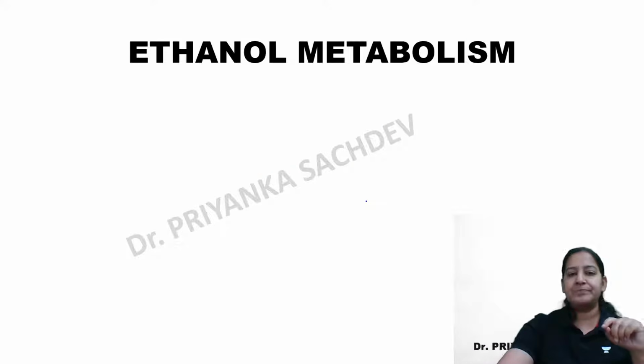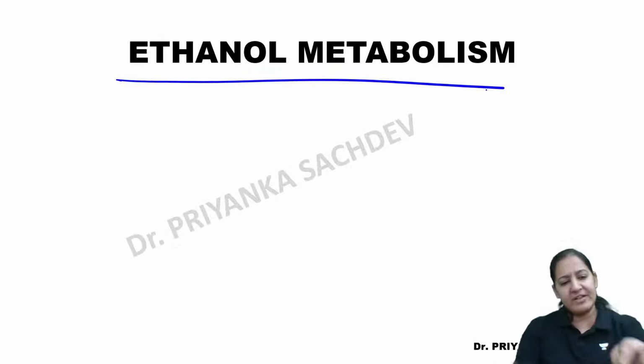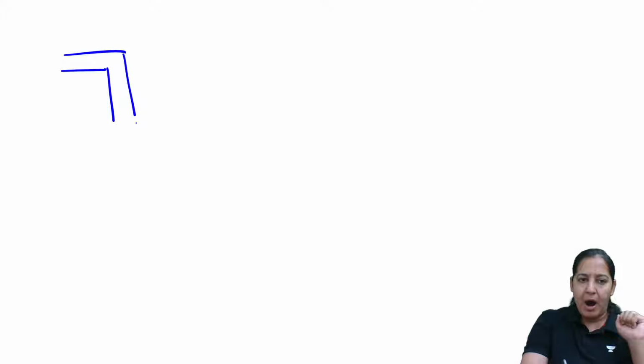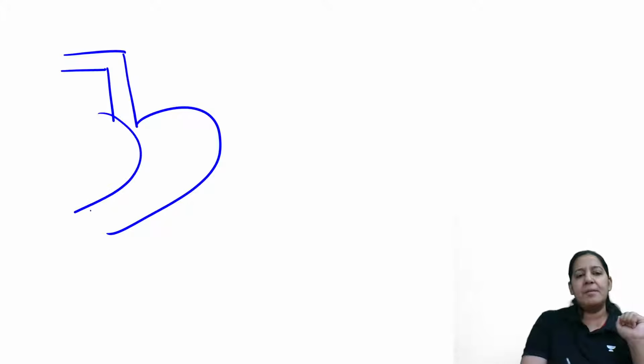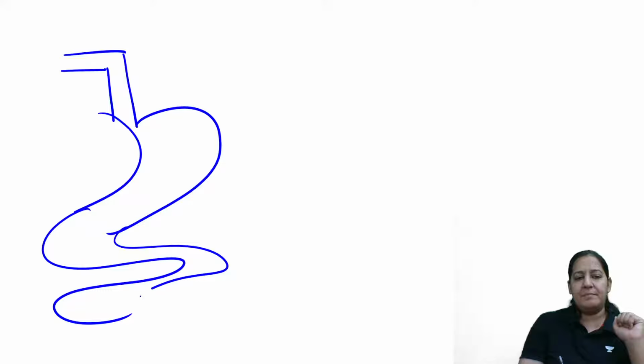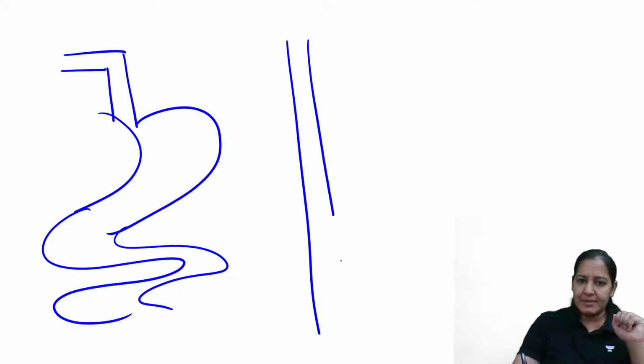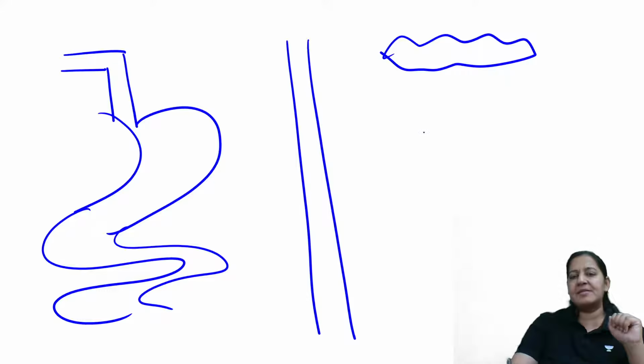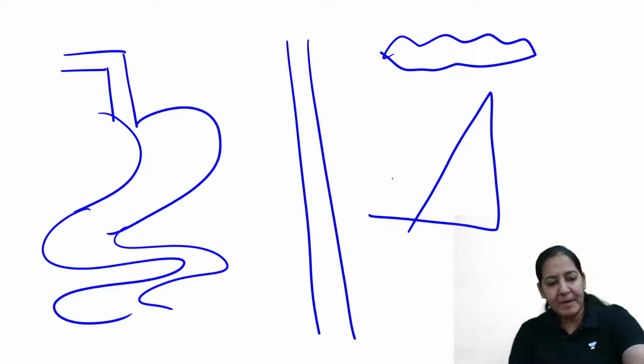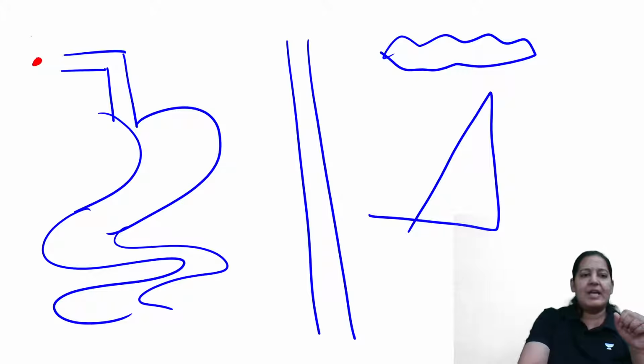So actually, what is the ethanol metabolism? First, you have to understand that. So I will draw the GIT of a person. This is the mouth, esophagus, stomach, and intestine of a person. This is the blood vessel, this is the brain, and this is the liver of a person. Imagine a person is drinking ethanol. He is a chronic drinker and he is consuming ethanol in large quantity.